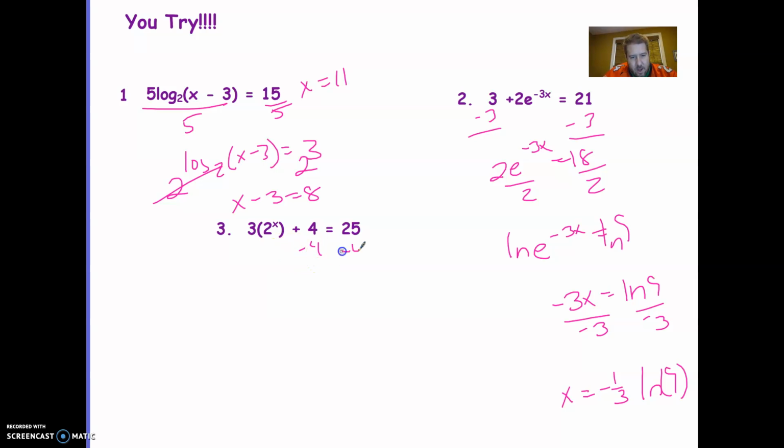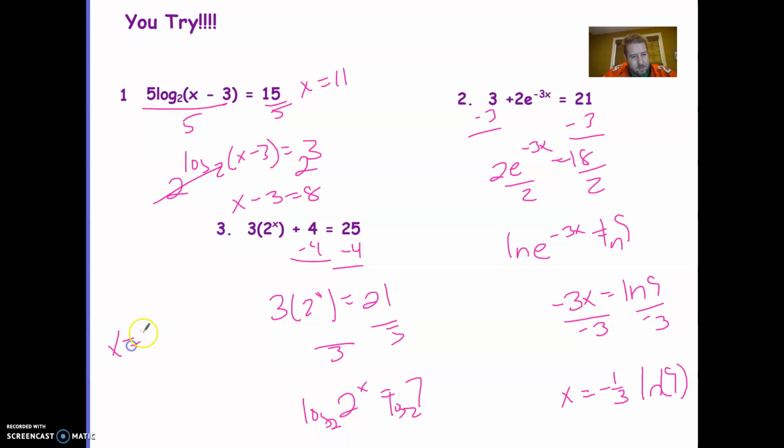Over here, subtract 4 from both sides. You get 3 times 2 to the x power is 21. Divide both sides by 3. 2 to the x power equals 7. And then log base 2 of both sides. And there's your answer. x is log base 2 of 7.